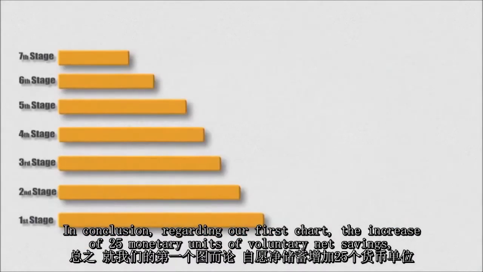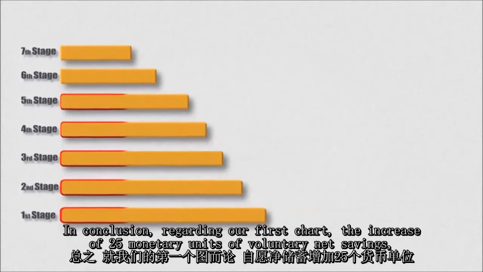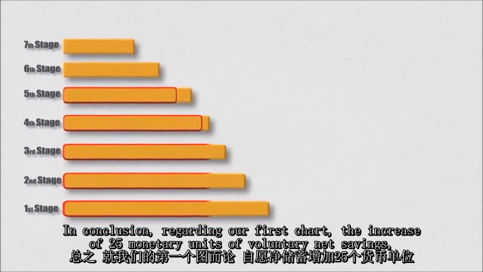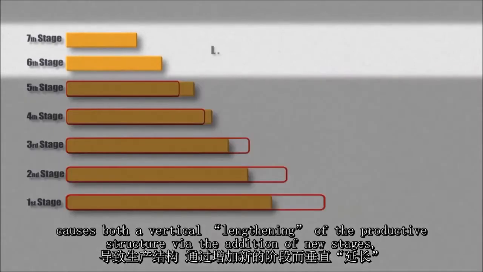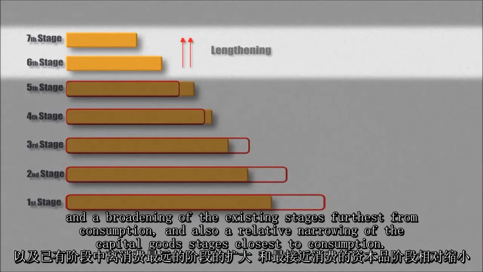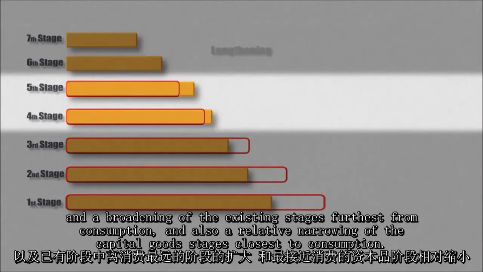In conclusion, regarding our first chart, the increase of 25 monetary units of voluntary net savings causes both a vertical lengthening of the productive structure via the addition of new stages and a broadening of the existing stages furthest from consumption, and also a relative narrowing of the capital goods stages closest to consumption.